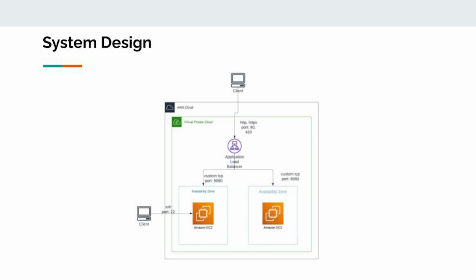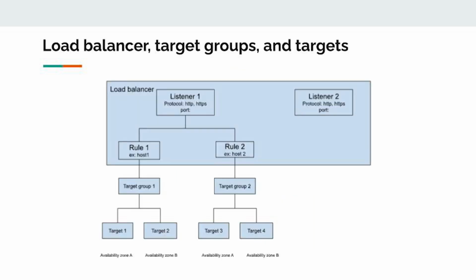In the previous video, when we accessed the app on the browser, we appended the port number. Because now the load balancer listens on port 80 and the browser uses port 80 by default, we don't have to specify the port number on the browser.